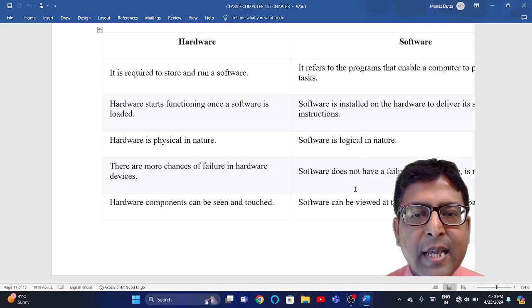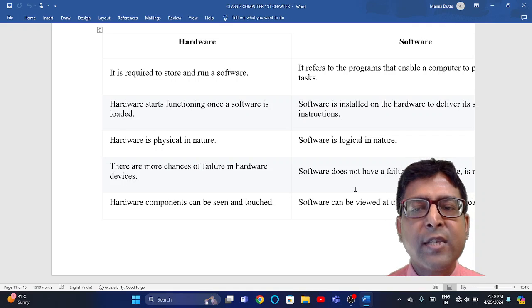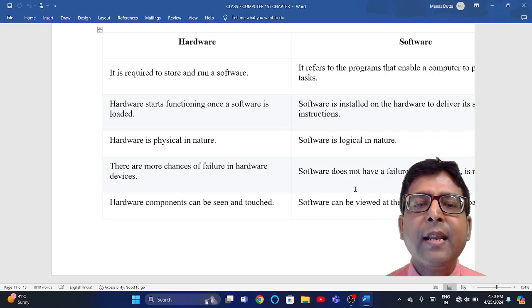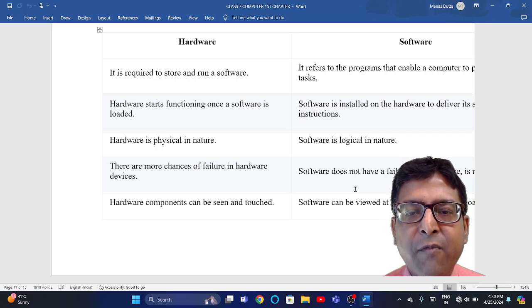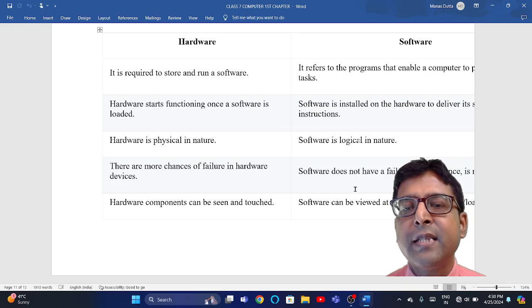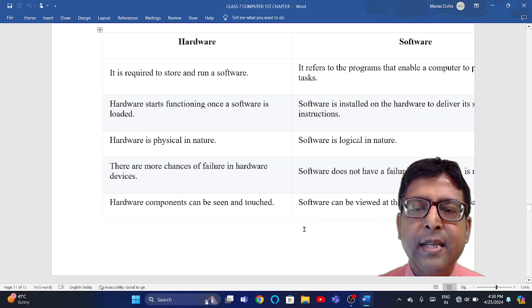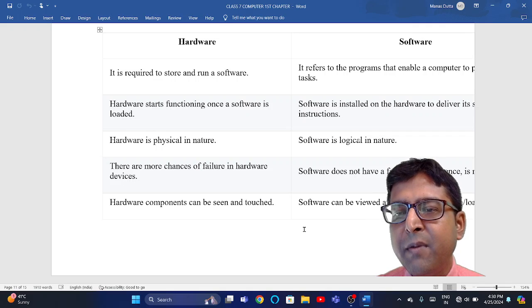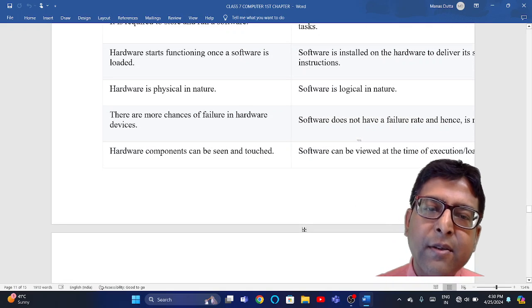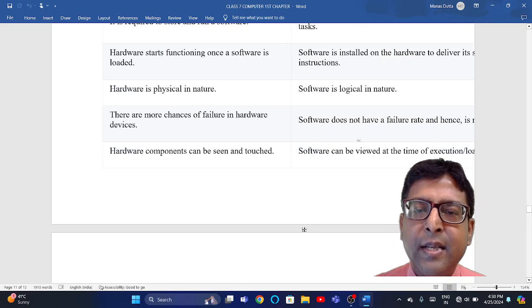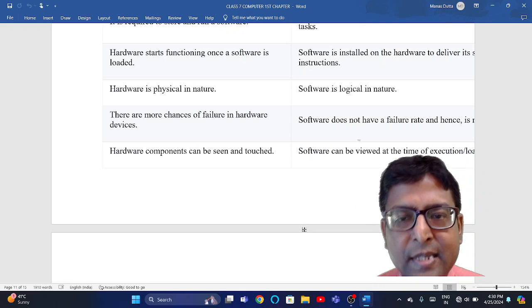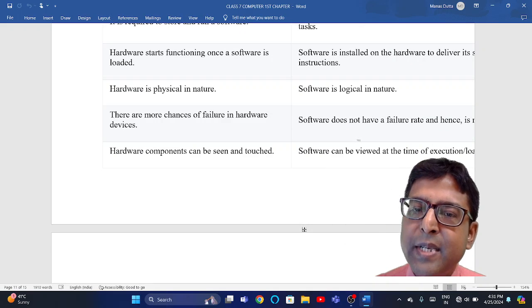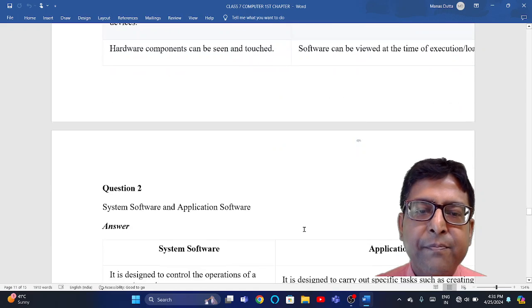Hardware is physical in nature. Software is logical in nature. There are more chances of failure in hardware devices. Software does not have a failure rate, and software can be viewed at the time of execution, whereas hardware components can be seen and touched.